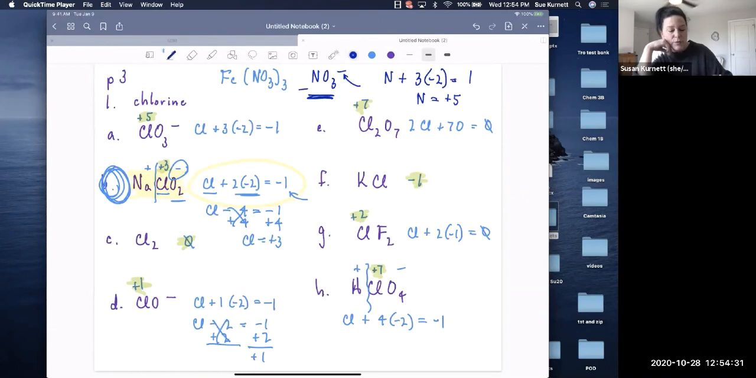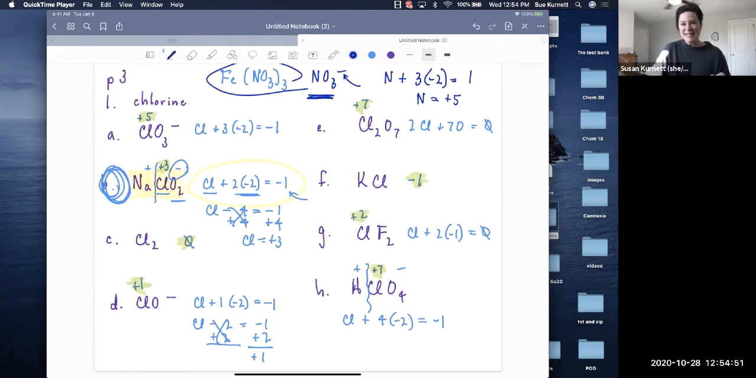So there are times when it is easier to just dismantle a thing and look at a smaller problem to find the answer. And that's what I was doing in B, pulling sodium chlorite apart so I could just look at the chlorine in chlorite. I don't know if that helps.